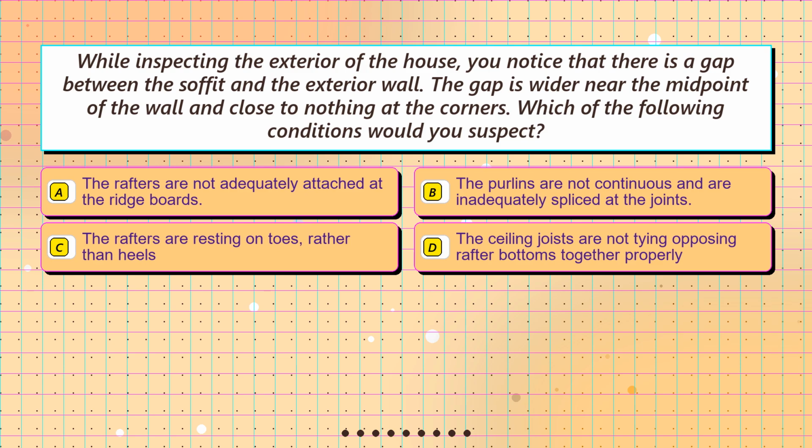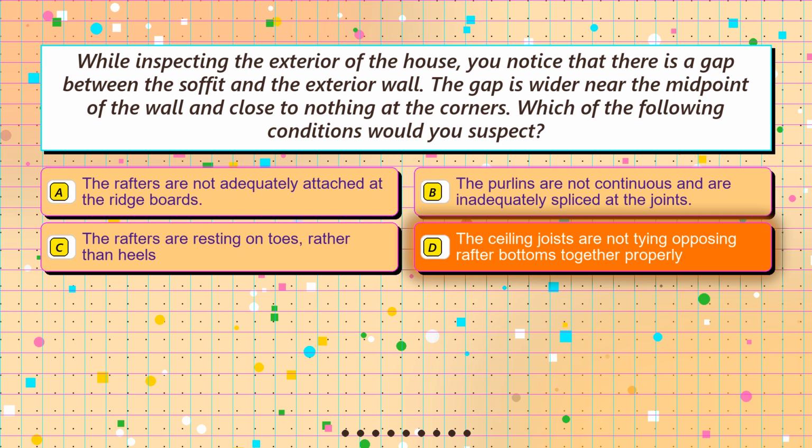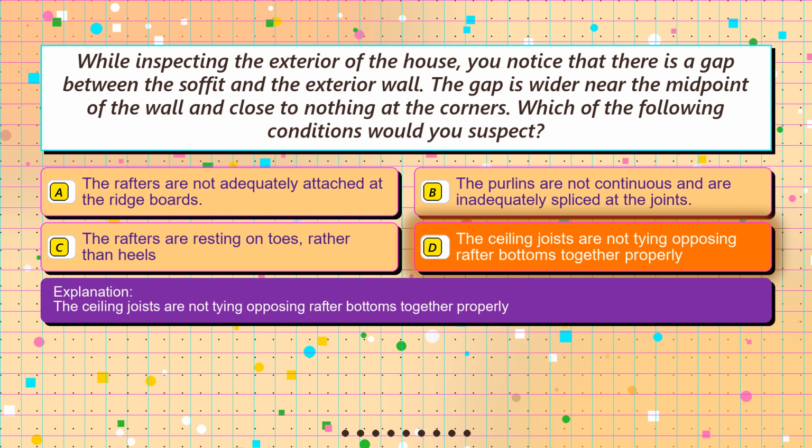Question 4. While inspecting the exterior of the house, you notice that there is a gap between the soffit and the exterior wall. The gap is wider near the midpoint of the wall and close to nothing at the corners. Which of the following conditions would you suspect? Option A, the rafters are not adequately attached at the ridge boards. Option B, the purlins are not continuous and are inadequately spliced at the joints. Option C, the rafters are resting on toes, rather than heels. Option D, the ceiling joists are not tying opposing rafter bottoms together properly. The correct answer is option D, the ceiling joists are not tying opposing rafter bottoms together properly.